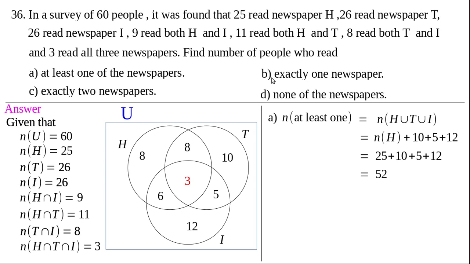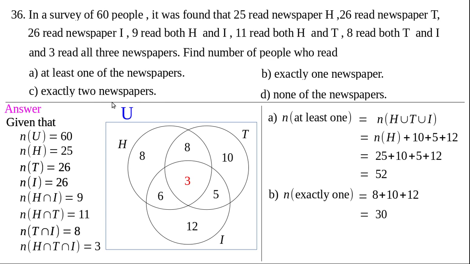Number of people who read exactly one newspaper. This 8% read only newspaper H. This 10% read only newspaper T. And this 12 read newspaper I only. Therefore, the number of people who read exactly one newspaper equals 8 plus 10 plus 12. That is equal to 30.